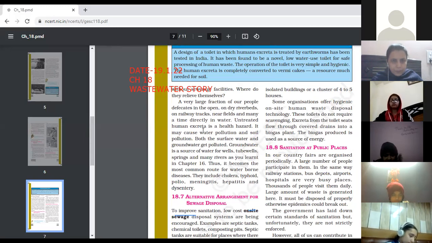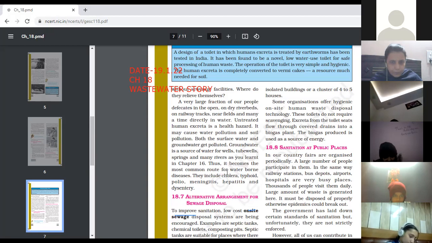Untreated human excreta is a health hazard. It may cause water pollution and soil pollution. Both the surface water and groundwater get polluted. Groundwater is a source of water for wells, tube wells, springs, and many rivers. As you learned in chapter 16, thus it becomes the most common route for waterborne diseases.